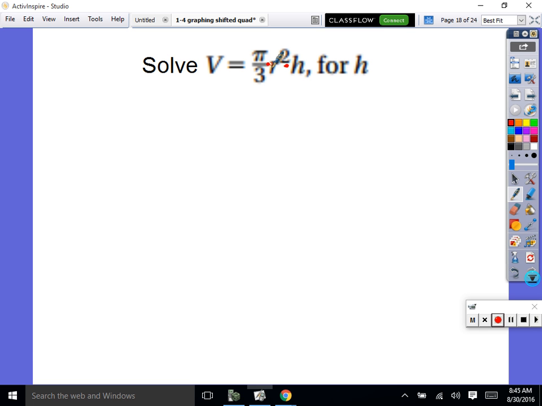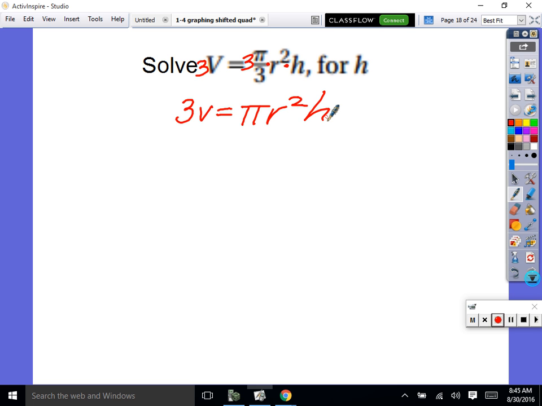Now, really the correct way of doing this is to take care of the fractions first. So, do you see how 3 is being divided? You would see it written like this on the ACT. Because there's division here, I'm going to multiply both sides by 3 first. So we have 3V is equal to pi r squared h. Does everybody see how I took care of the fraction first? That's what you would want to do.